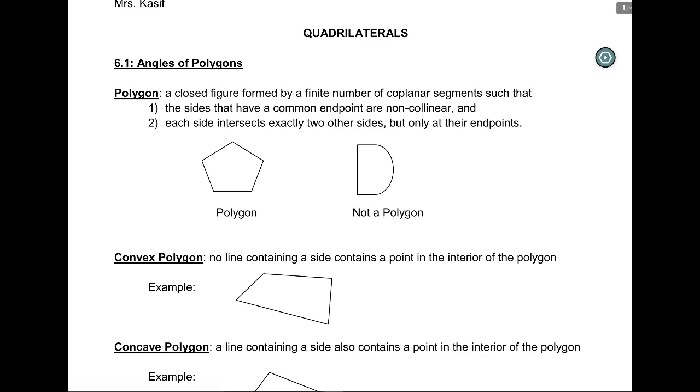So a polygon is a closed figure formed by a finite, that means it has an actual number, of coplanar segments such that the sides have a common endpoint, are non-collinear, and each side intersects exactly two other sides, but only at their endpoints. So first of all, we need to have straight lines, so that's why you can see this shape is not a polygon. Here, this is a polygon because it's closed, okay?